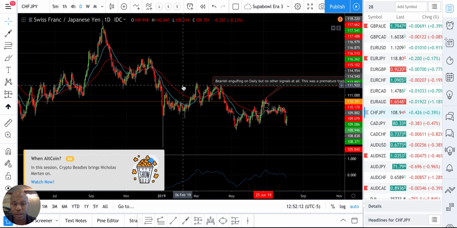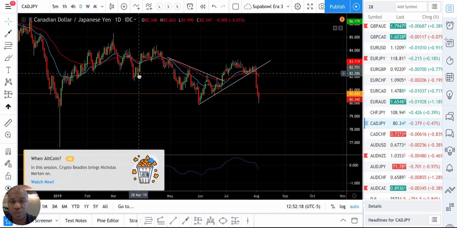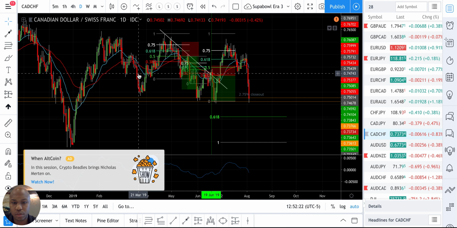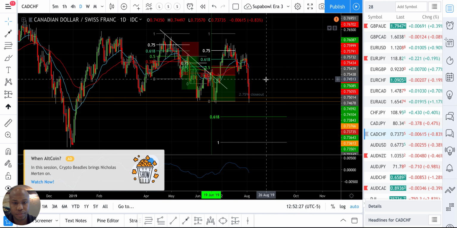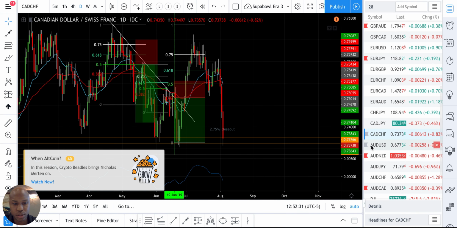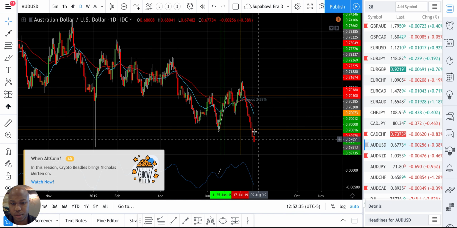CHF JPY. Trendless again. It's just for today. We're not talking forever. Just for today. It's not really something I want to waste my time thinking about, to be real. So this could get interesting if it bounces off of this low. So we'll kind of wait. I'm trying to watch that, try to see what happens.